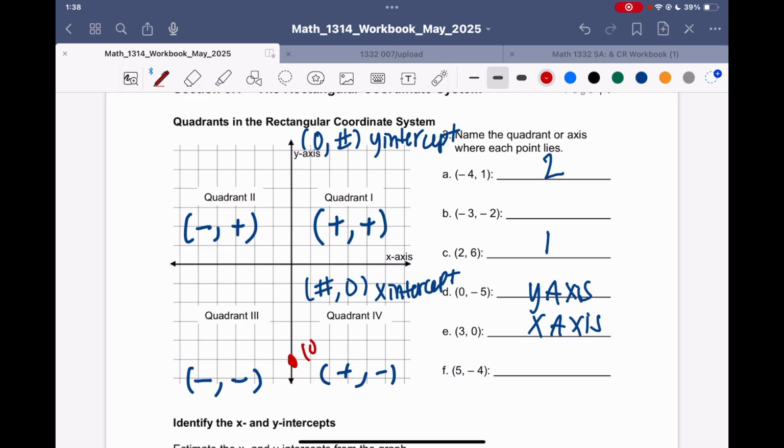So it's going to be 0, comma, negative 5. And then this next one is 3, 0. So start in the center. Go 3 right. So that's 1, 2, 3. And we don't go up, so it stays there. So it's going to be 3, comma, 0. Again, they're both intercepts.